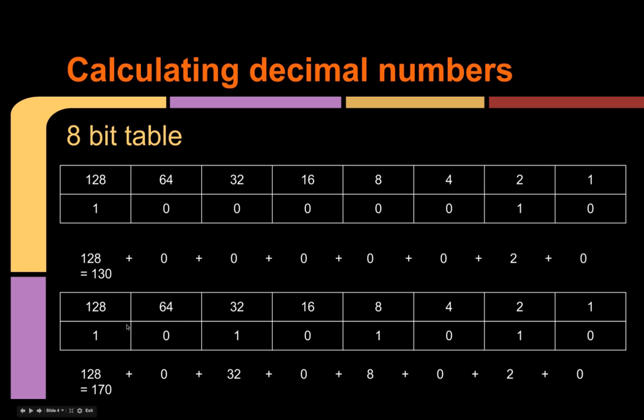And another example of this is here, where you've got 10101010. We have to add 128 to 32, which is 160, plus 8, which is 168, plus 2, which is 170. Now, you don't necessarily need to know how to do this, but this is just demonstrating why we're transferring these binary numbers around.